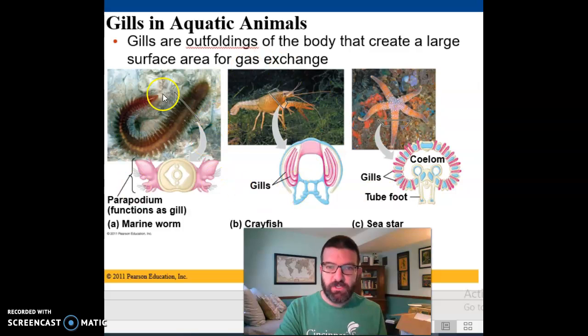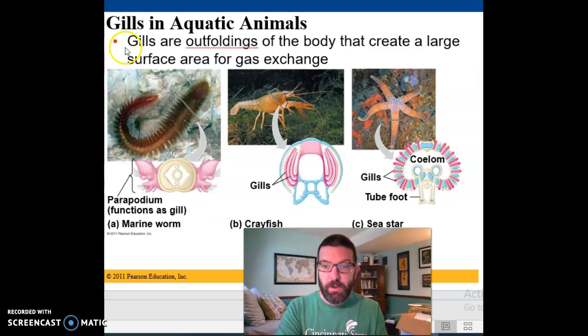So all of these are considered gills because they're exchanging gases with water. But in a marine annelid, those gills are really on the parapodia. They're just places where you have large surface area on the parapodia. For crustaceans like crayfish, they're part of the legs. You have those feathery extensions of the legs up top, and they're considered gills. In a sea star, the tube feet are the extensions of surface area that allow for exchange.